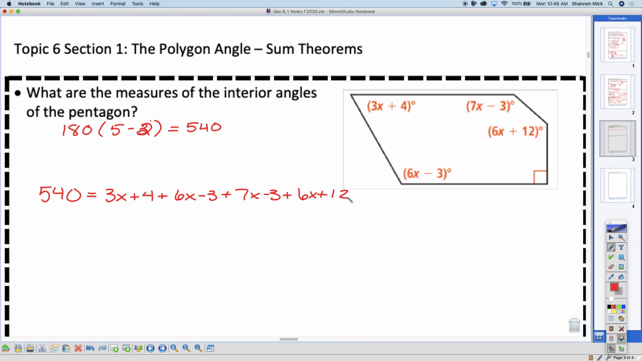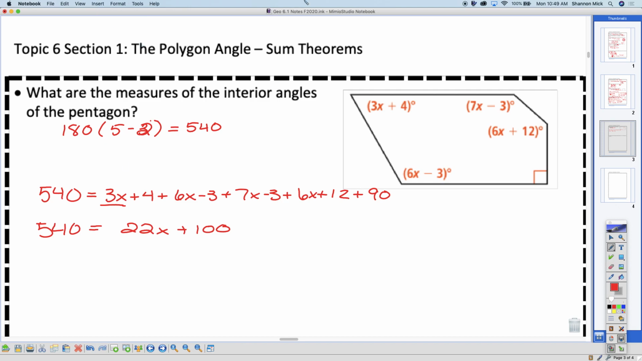What's the last one? 6 times 90. So how many x's do I have? 22 x's and 100. And then you do what from there? Subtract, divide by 22, and then substitute back in your x.